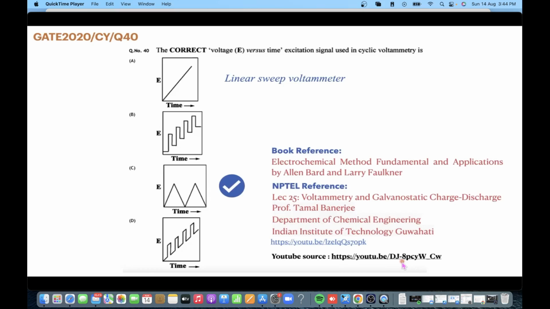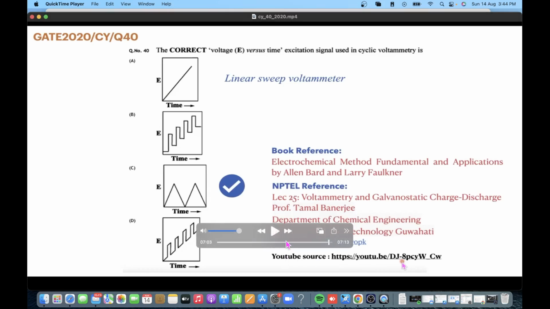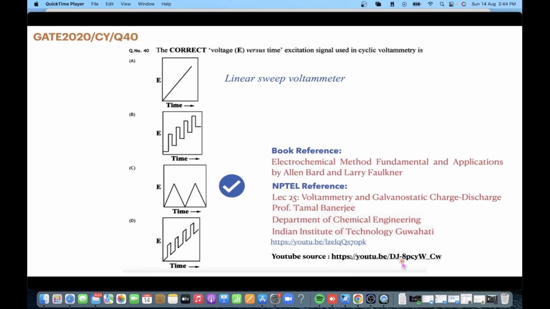So B and D, the potential sweep is happening, but it is basically monotonically increasing only. It is not going in the negative potential. So in cyclic voltammetry, I have only discussed till the excitation signal, but I have not discussed in my video what happens after we get the current versus time plot for my electrochemical signal. We just plot my current versus the potential that I have applied.